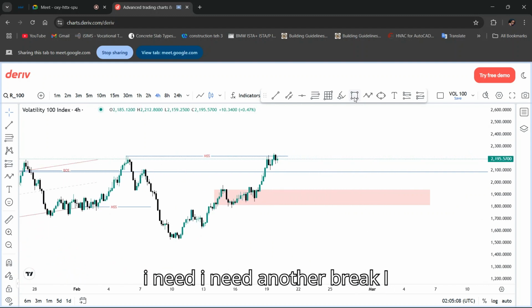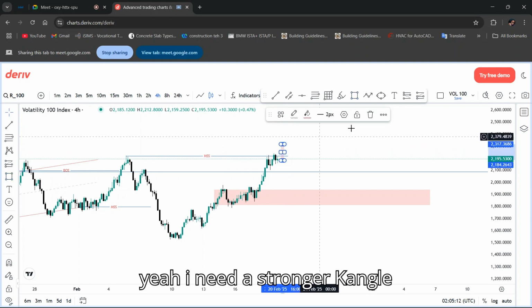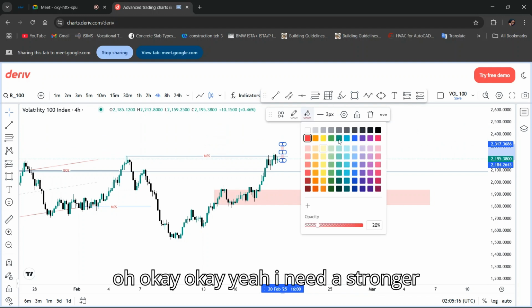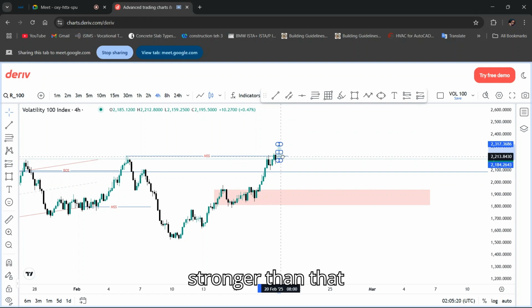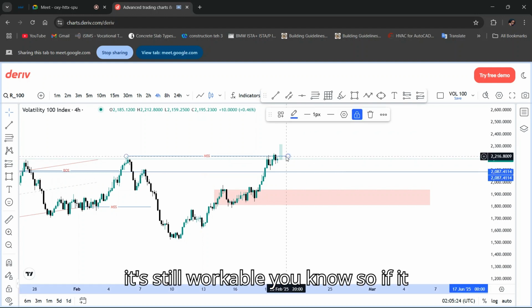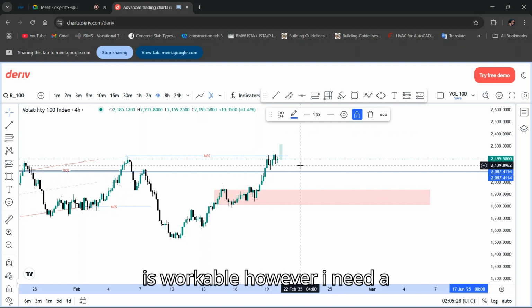I want it to have a stronger bullish confirmation. I need a stronger candle than that. Something has to be stronger than that. It's still workable, so if it doesn't go back up, I would say okay, this is workable.